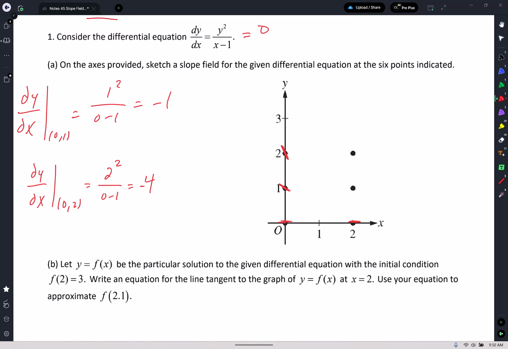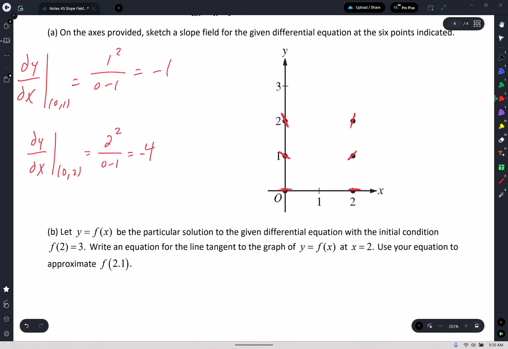We still got 2 more. Let's see if we can do this without having to write anything. At 2, 1, the 2 is an x and the 1 is a y. 1 squared is 1. 2 minus 1 is 1. So 1 divided by 1 is 1. Same steepness as the one you have on the y-axis, just positive. And then at 2, 2, 2 squared is 4. 2 minus 1 is 1 again. So you're going to get a slope of the same steepness as the other one, but positive. And there it is. Do you see how we did it, guys?